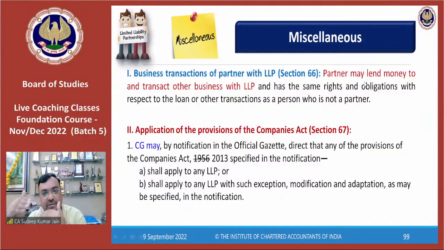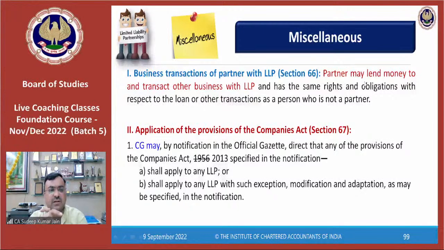LLP is a separate legal entity from the partners. So partners may lend money to and transact other business with LLP and have the same right and obligation with respect to the loan or other transaction as a person who is not a partner. मतलब पार्टनर के संग जो LLP डील कर सकती है जैसे थर्ड पर्सन के संग करती है उसी तरह से, क्योंकि LLP is a separate legal entity than the partner. Partner may lend money or transact business with LLP, and LLP can deal with him as with any other person. जैसे बाकी लोगों के संग डील करते हैं वैसे ही पार्टनर भी होंगे इन केस ऑफ लोन और इन केस ऑफ बिजनेस ट्रांजेक्शन.